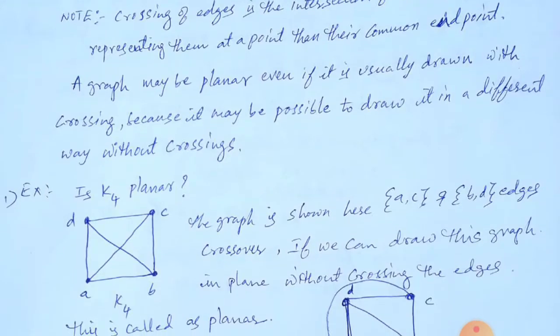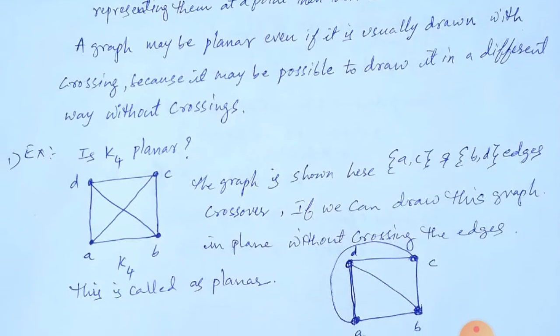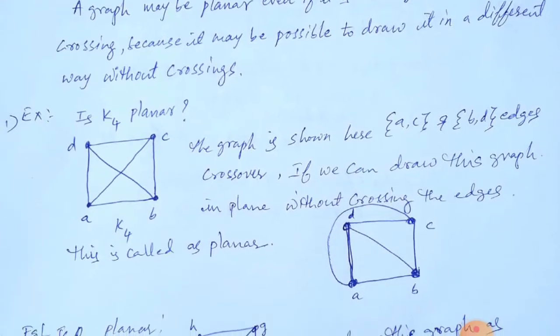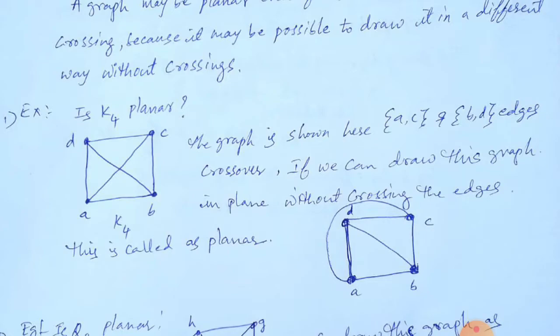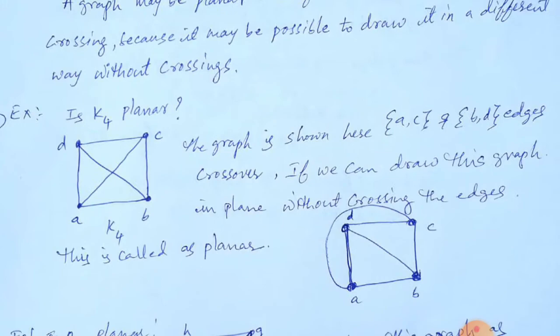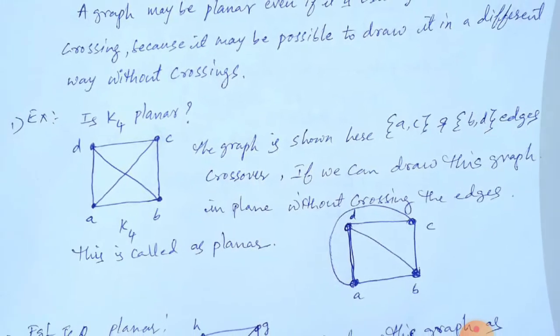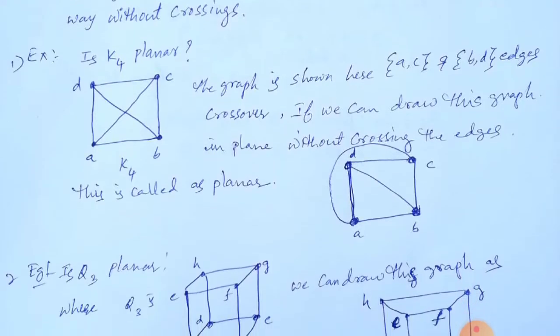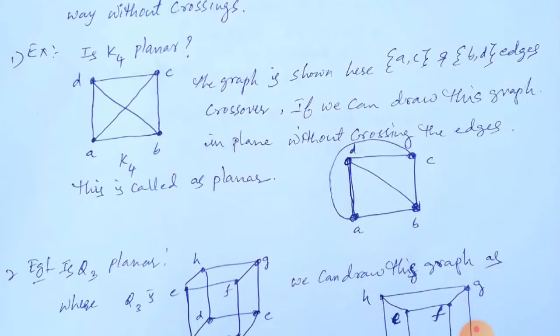Now here the example given is: is K4 planar? The graph K4 is planar. So why? Because in the first diagram we are drawing the edges with a crossover. Okay, now the same diagram we can draw like this in the second diagram without crossing the edges. So that's why this is called a planar graph. So that is the main definition of the planar graph.